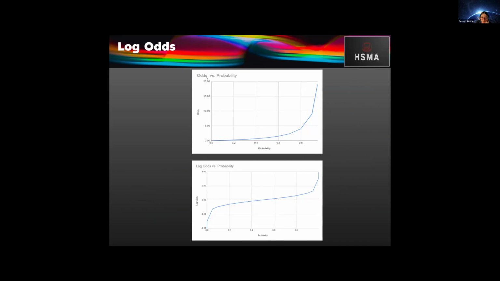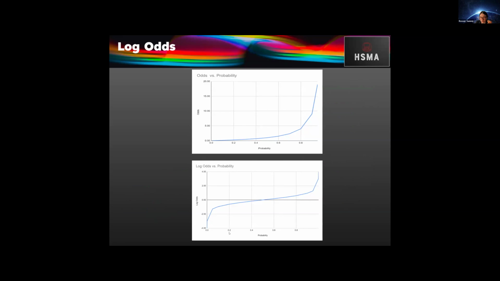Now, odds versus probability here. We've got our odds on the y-axis and our probability on the x-axis. As our probability increases and gets closer and closer to 1, closer to being absolutely certain that the event is going to occur, you can see our odds are exponentially increasing.